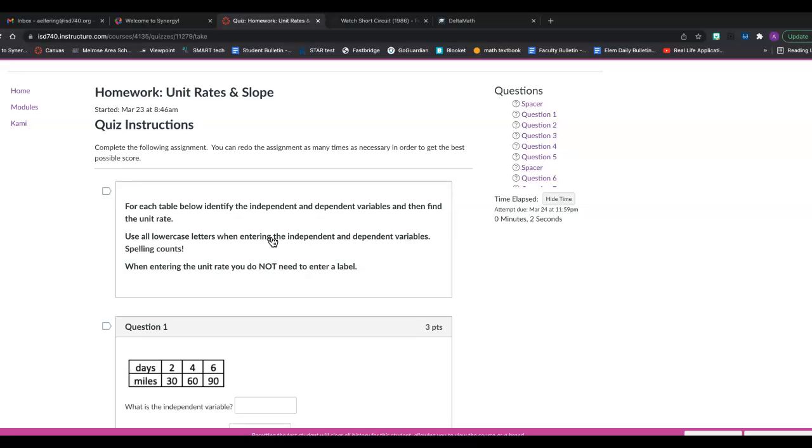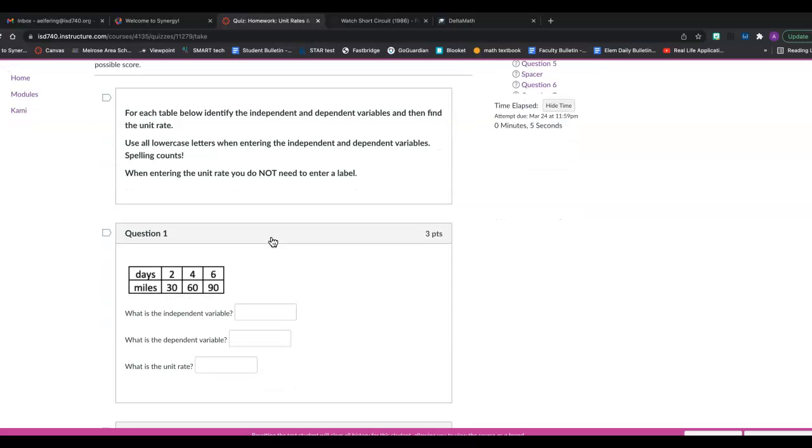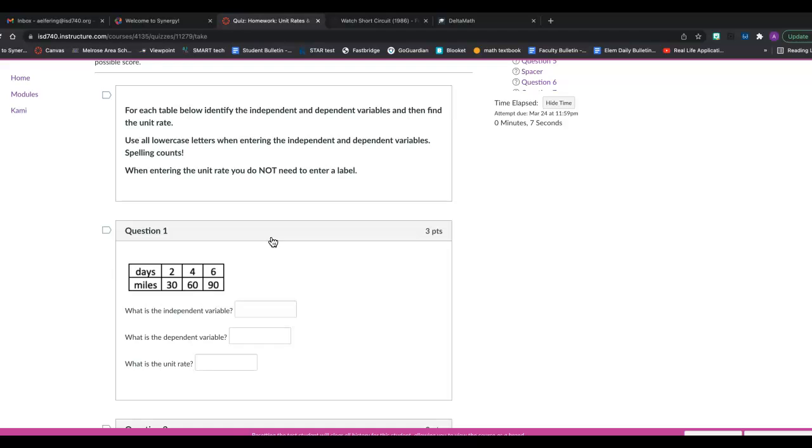Okay, so there are some problems that say for each table below, identify the independent and dependent variables, then find the unit rate. Use all lowercase letters when entering the independent and dependent variables. So type everything lowercase, please, otherwise it'll mark it wrong. And spelling counts. You guys, the words are right here. I hope you can spell them right. When entering the unit rate, you do not need to enter a label. You're just going to enter the answer. So I'm going to help you out with the first one.